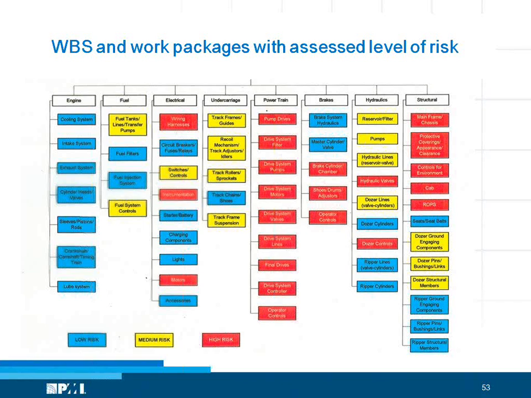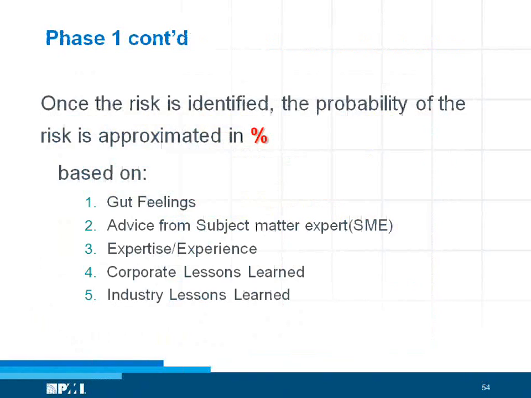And the blue ones are the low risk category items. The yellow ones are the medium risk category. The red ones are the high risk categories. So one could do this to assess the level of risk.